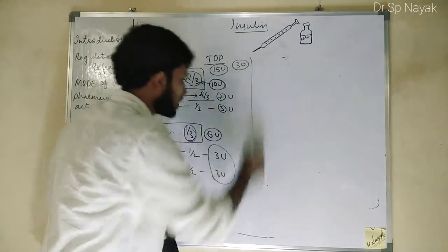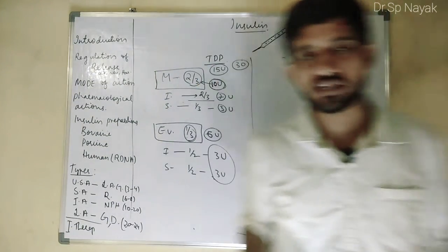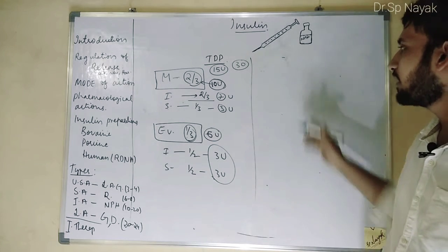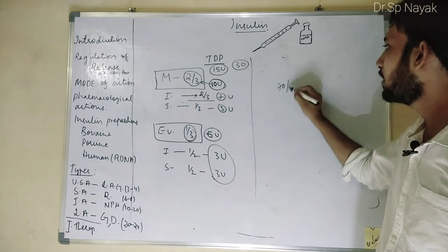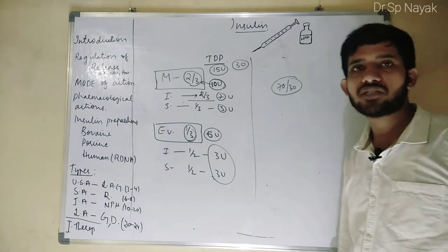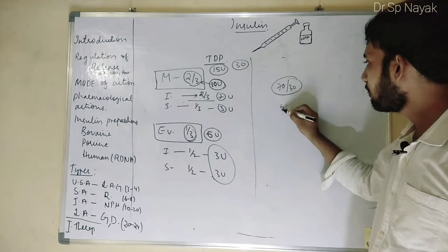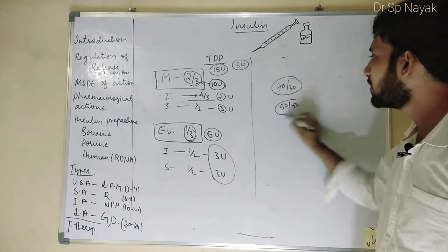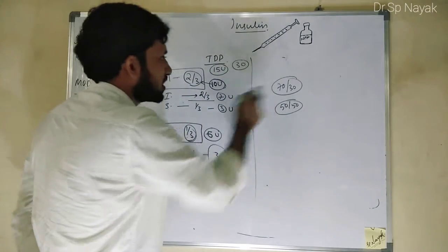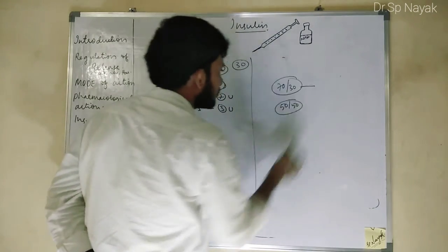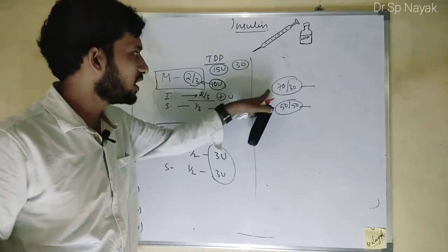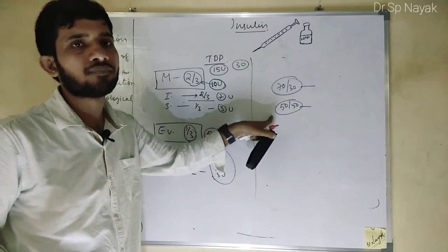And for better understanding and convenience, in the market nowadays we have 70/30 pre-mixed insulins. Pre-mixed insulins are available, and we also have 50/50 pre-mixed insulin. So 70/30 is the morning dose, and 50/50 is the evening dose. This is morning insulin and this is evening insulin.